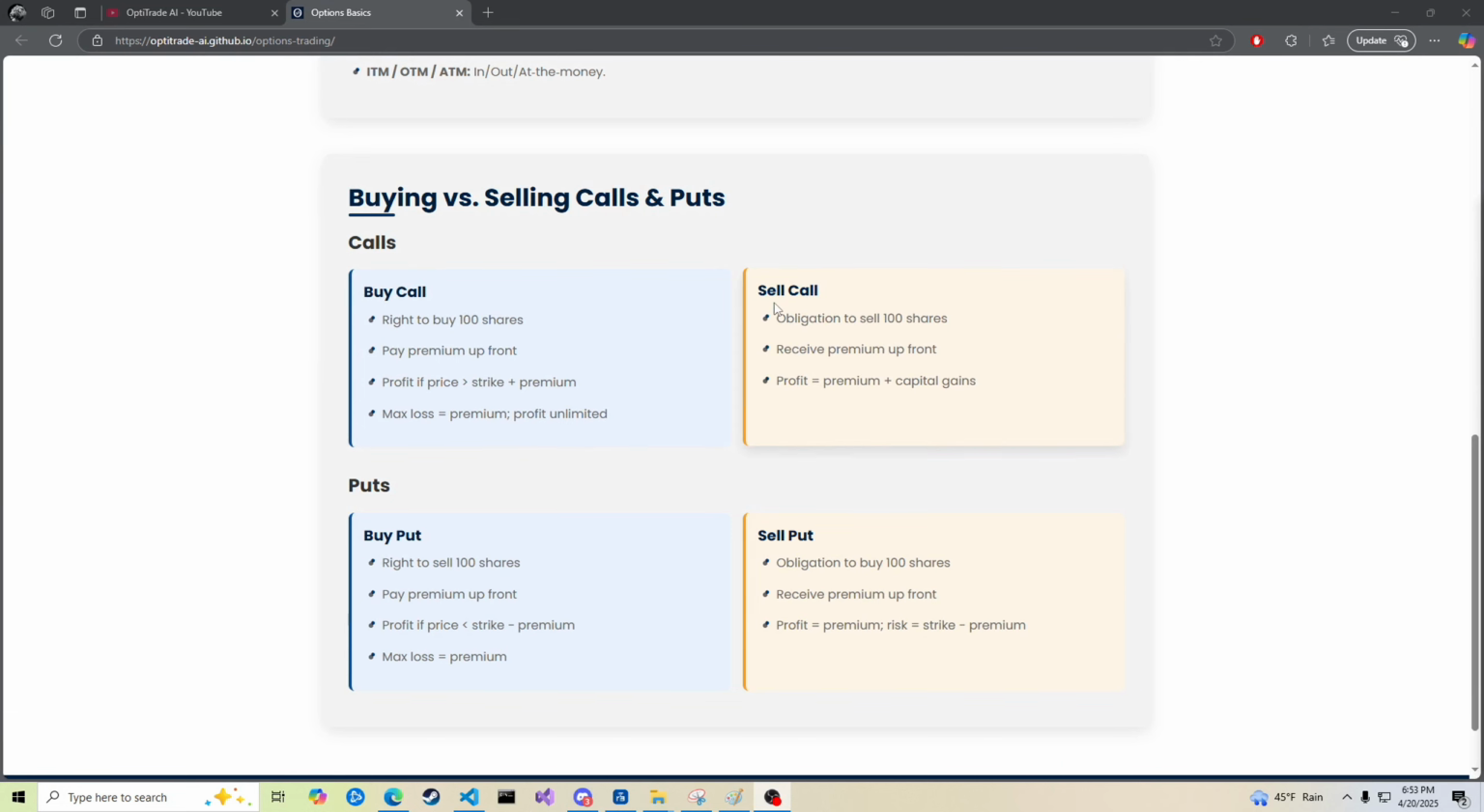All right, now let's talk about selling a call option. And so when you're selling a call option, you have the obligation to sell 100 shares. You receive a premium upfront. So again, this is very different than paying a premium, right? You're receiving a premium. And the profit is the premium that you get paid plus any capital gains that you actually will get from selling the stock. And so, when you're thinking about options, you're really just talking about this premium, but it's good to mention the capital gains as well, because that is additional income that you're going to make off of the stock or ETF itself from the price going up.